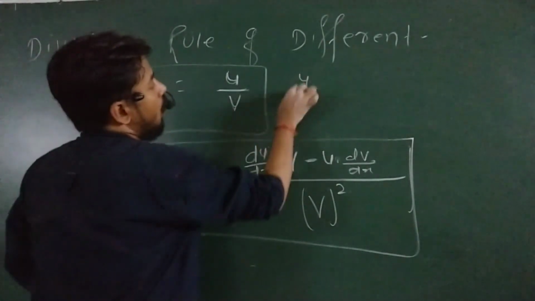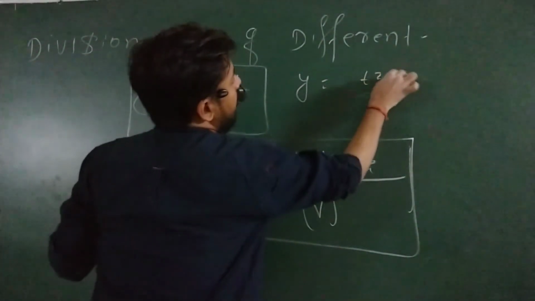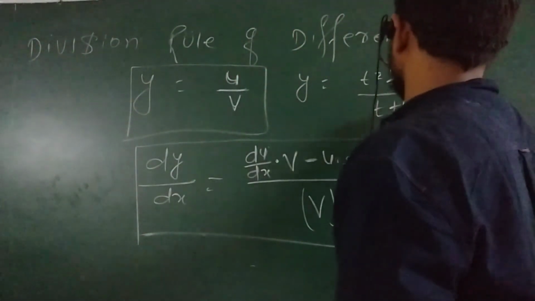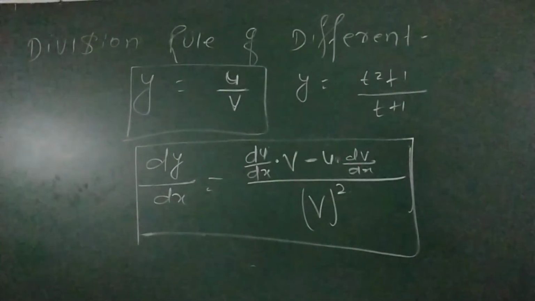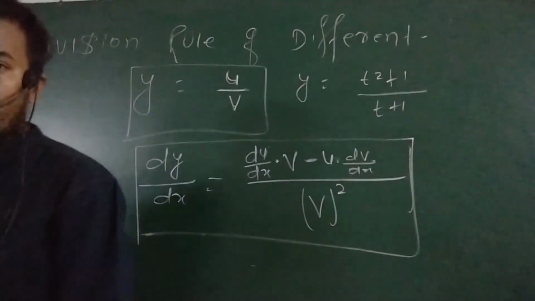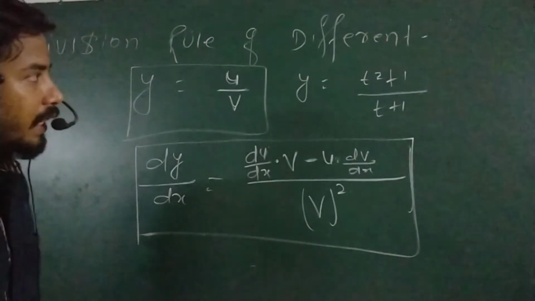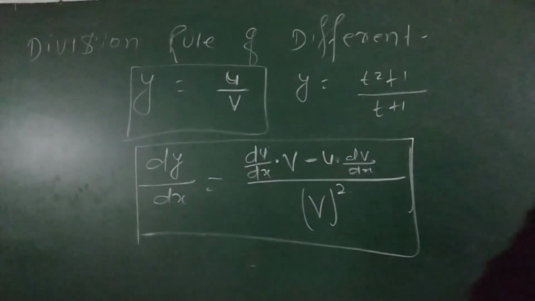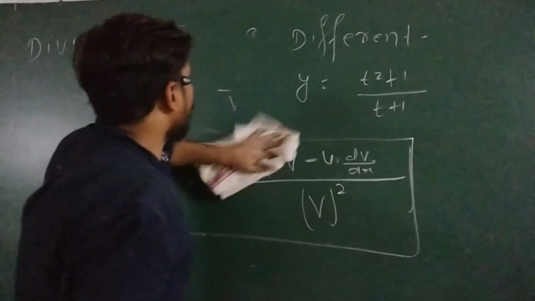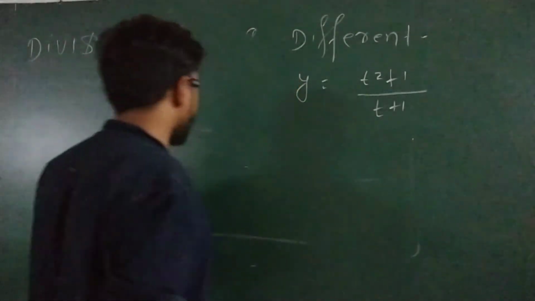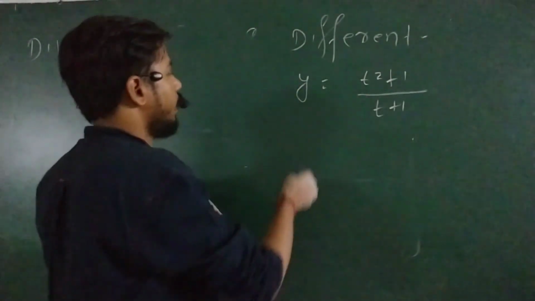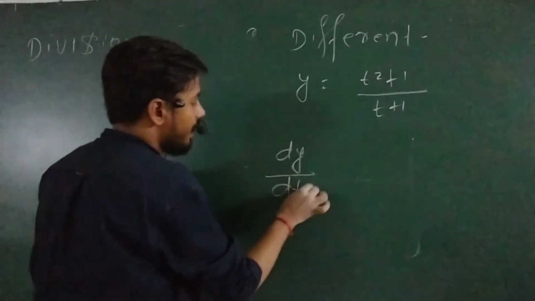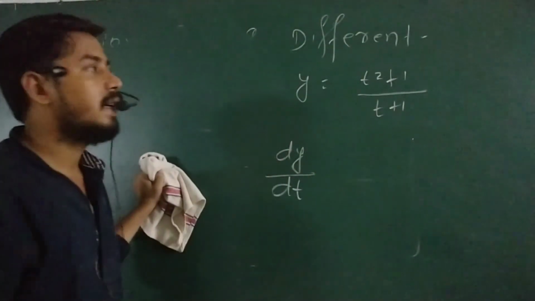Like, see, y is equal to t square plus 1 divided by t plus 1. You have to find the differentiation here, or you can take t minus 1, no issue. So here you have to find the differentiation. So simple, what can we apply here? dy by dt, not dx. Again I am telling you, dy by dt.